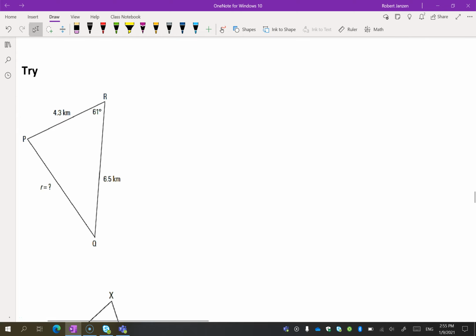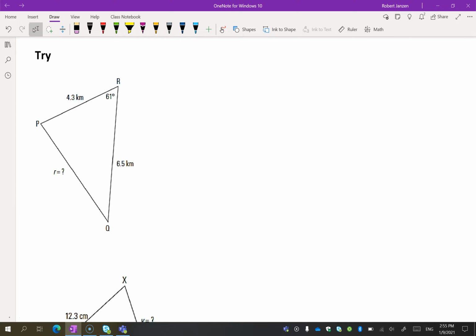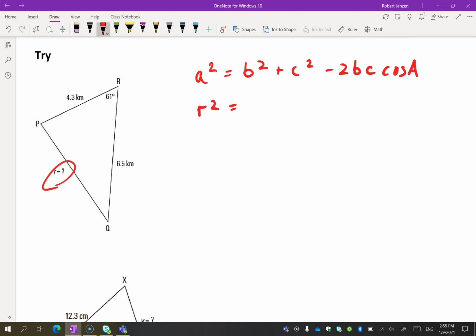Now I'd like you to try a few more. Again, these are finding missing sides. You'll notice here there's no ABC, so I'm going to write down that formula anyways. This is what I would have on my cheat sheet. It says we're supposed to find side R, so that's what I'm going to put here, and that tells me I'm going to put cos of angle R here. Then the rest of it we'll just fill in. B and C don't matter what order you put them in. So I can do it like this.